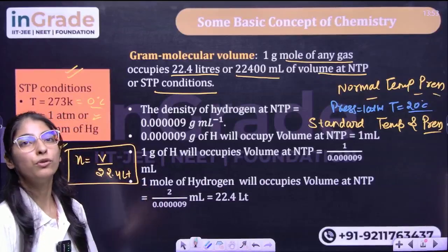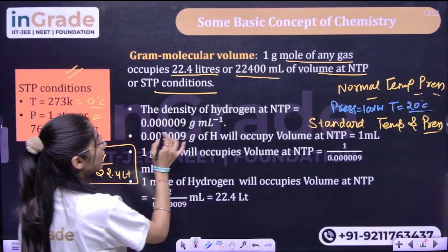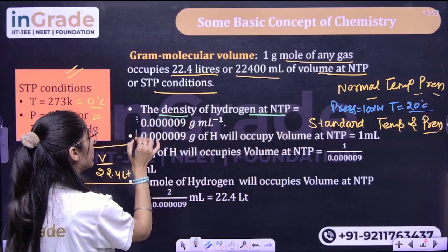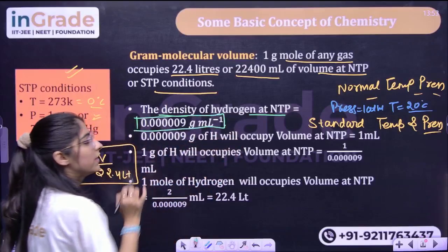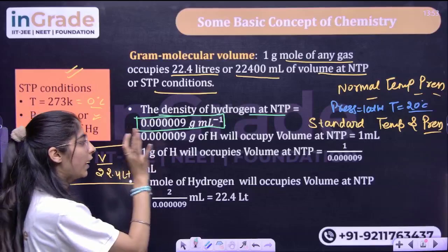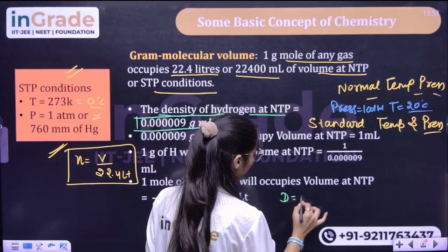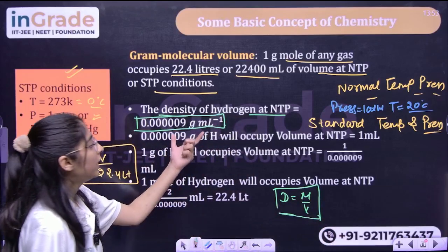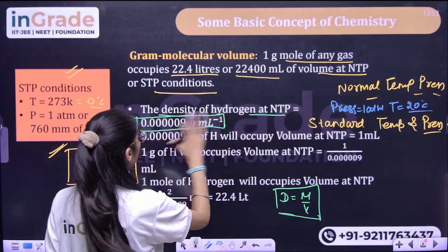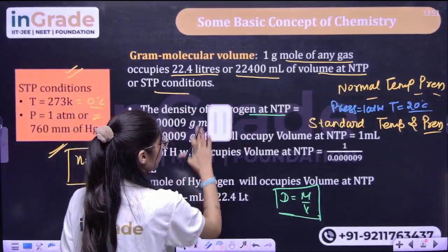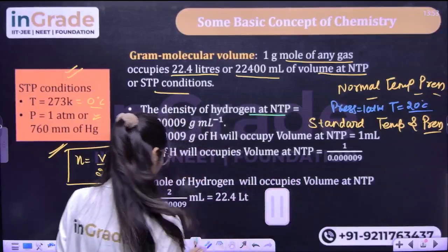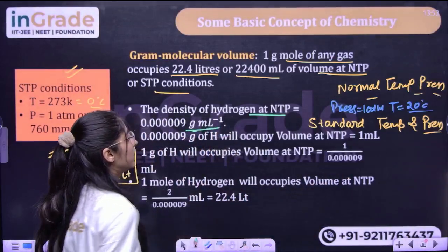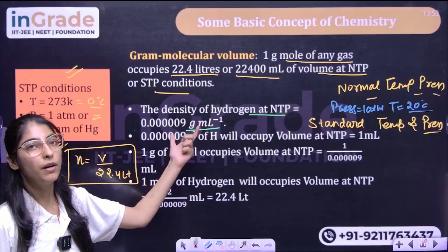Simply, we are going to use the unitary method here. We know the density of hydrogen at NTP. This density is calculated, and we all know that density is equal to mass per unit volume. See the units that are represented here in the form of gram per ml.